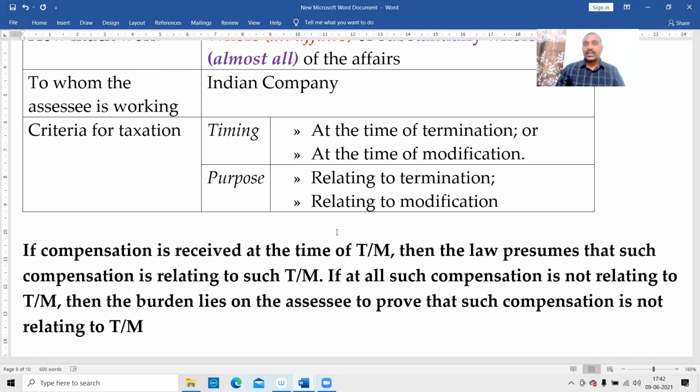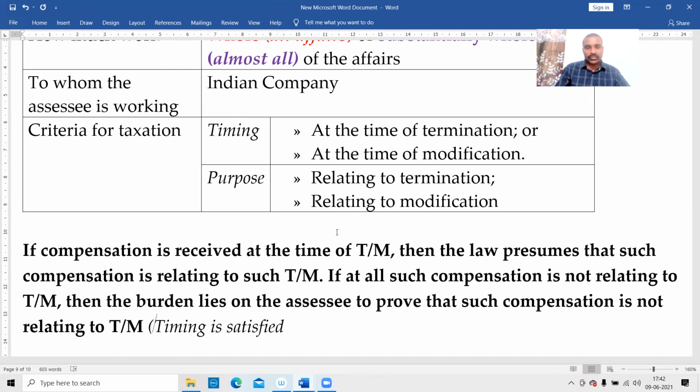Okay, that means if timing is satisfied, purpose is presumed. Assessee has to provide contrary evidence to escape from this section. Emma, do you understand this point? If the timing is satisfied, okay, if timing is satisfied, purpose is presumed.